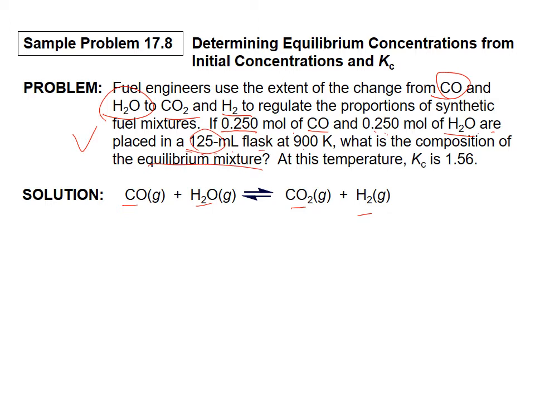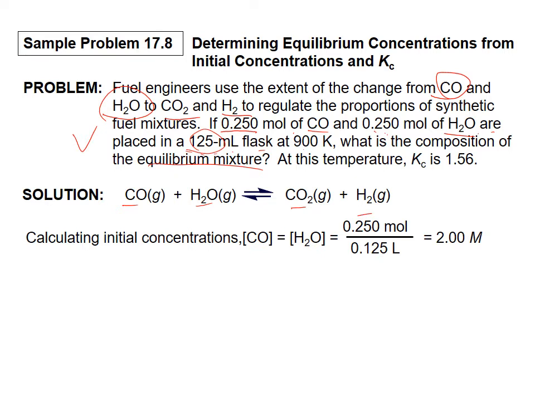So first, let's calculate the initial concentration, the concentration before reaction, that's what we add. So carbon monoxide and water both are 0.25 moles divided by the volume. That gives you 2 molarity. So we have the initial concentration for carbon monoxide and for water, both 2 molarity. And we also know Kc.